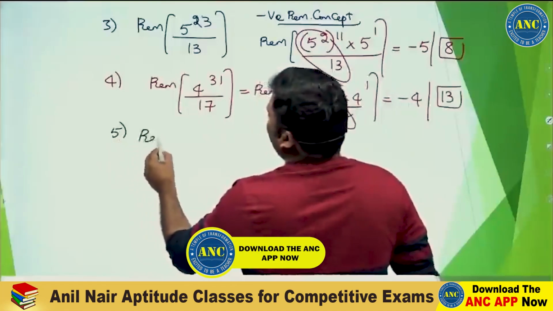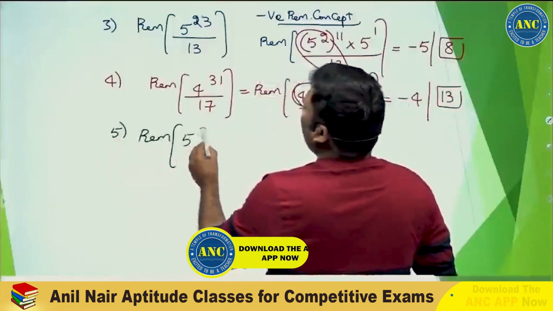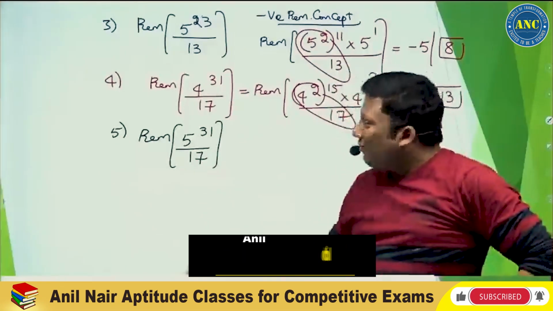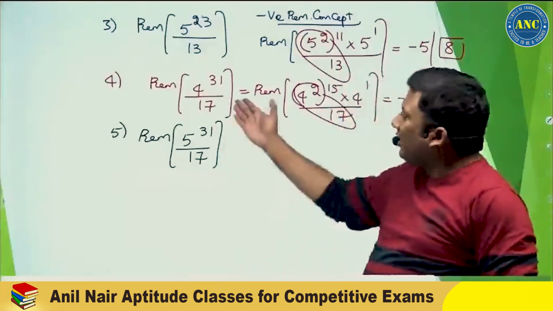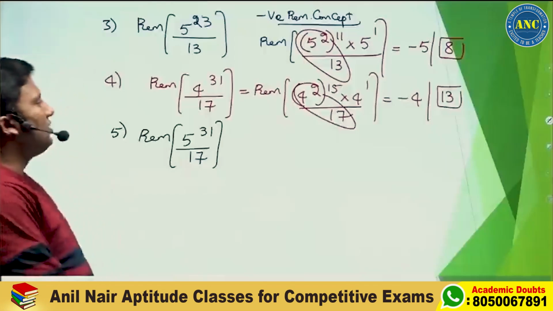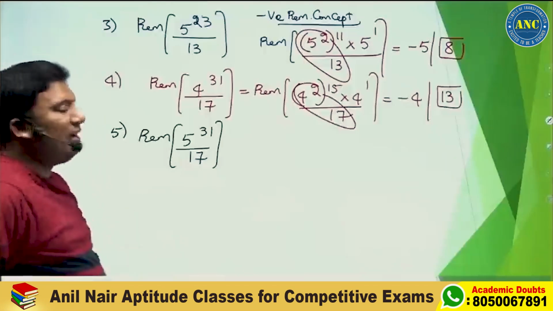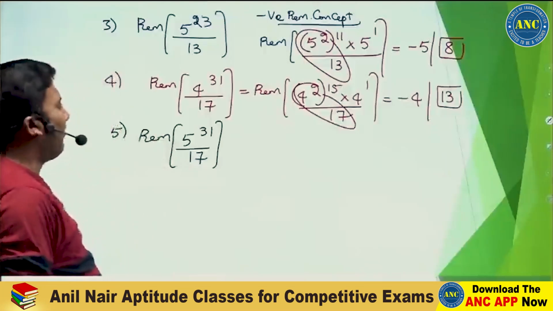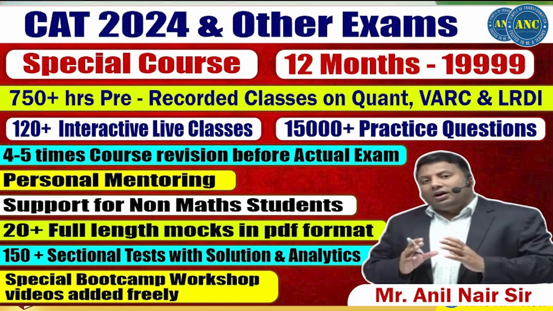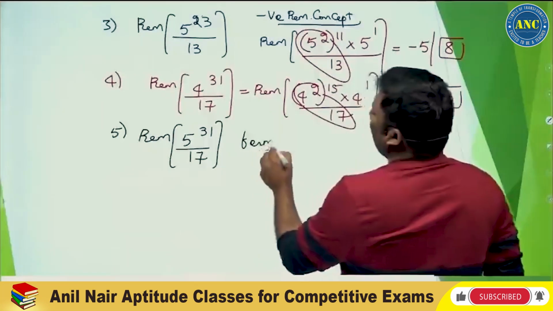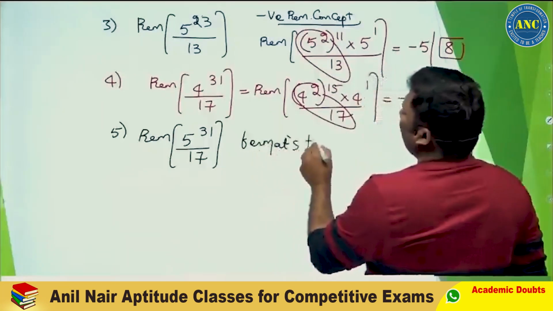Now let us see, suppose it is 5 power 31 by 17. 4 power 31 divided by 17 can be solved by using negative remainder: 4 square is 16, 16 by 17 is minus 1, directly you got it. 5 square is 25, remainder is 8. 5 cube is 125; 17 eights are 136, no, it is not giving you. So that is the reason here Fermat's theorem will be helpful.